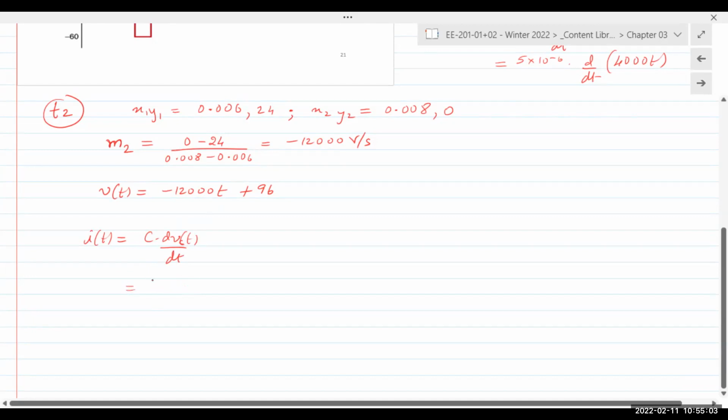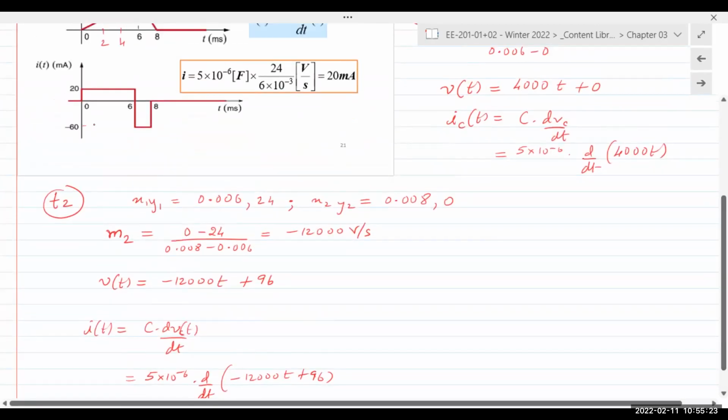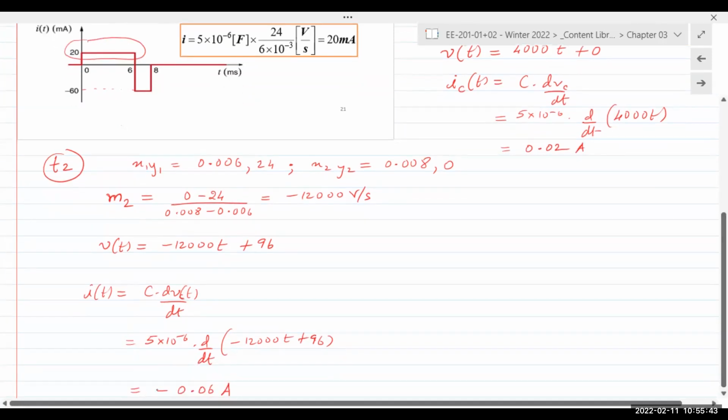Let's write it out. C is what? 5 microfarads, d by dt of minus 12,000 t plus 96. Solve that, it comes out to be minus 0.06 amps or minus 60 milliamps. Okay, if you plot both of those, it's a constant value. This is 0.02 amps, the constant value of 20 milliamps. And on the other side, it's minus 60 milliamps.